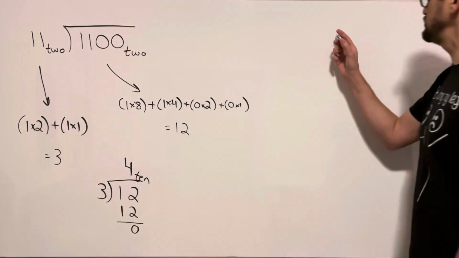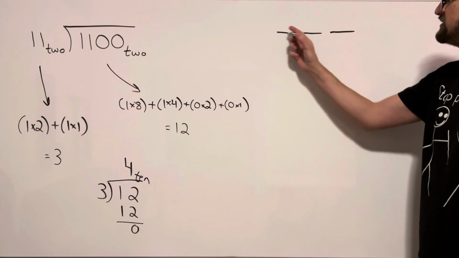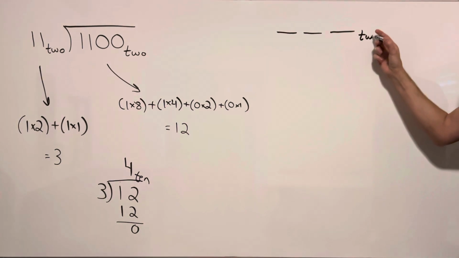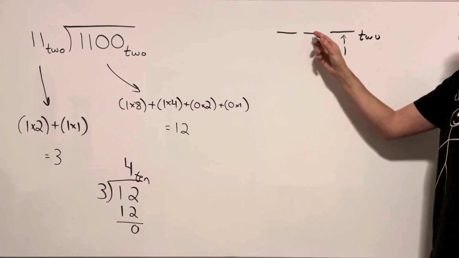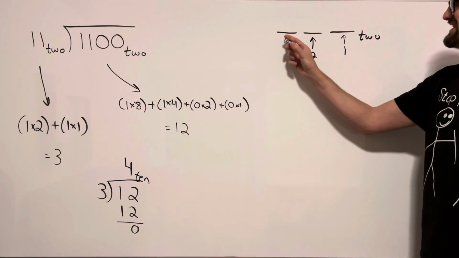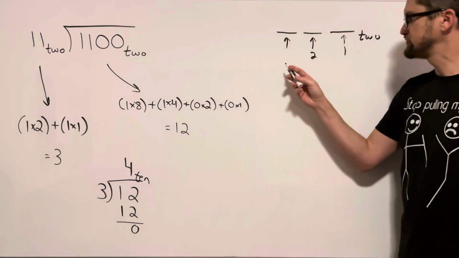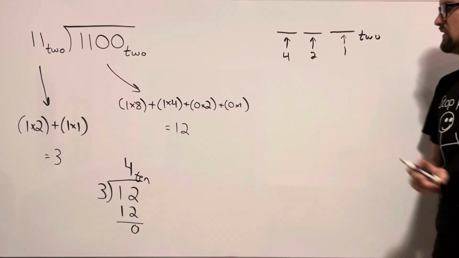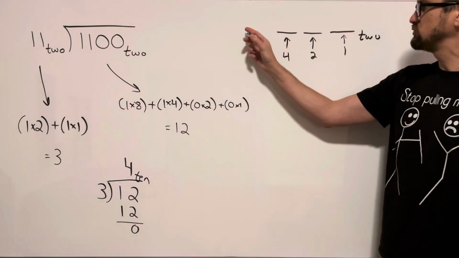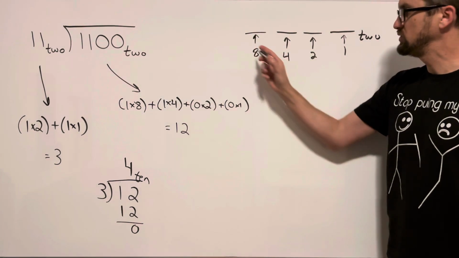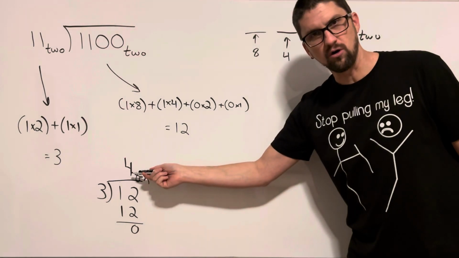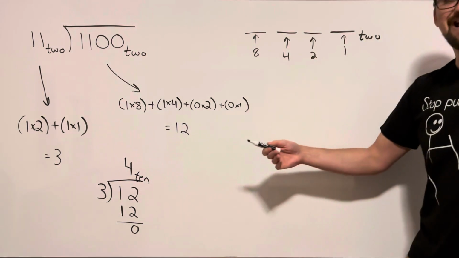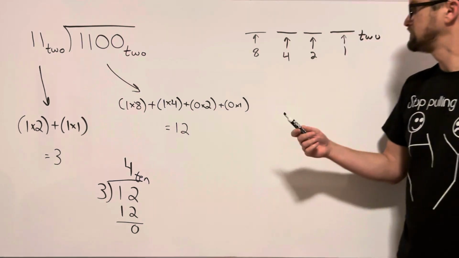So remember, base 2, think about the place values here. You've got the 1's place value, you've got the 2's, and then the 2 squared, which is 4. And then the next one would be 2 cubed, which is how many groups of 8 you have. Now my answer is 4, base 10. That means I have a group of 4.